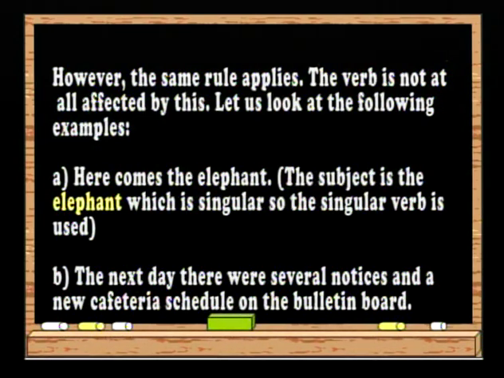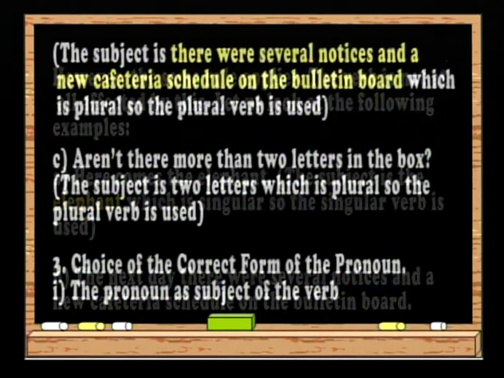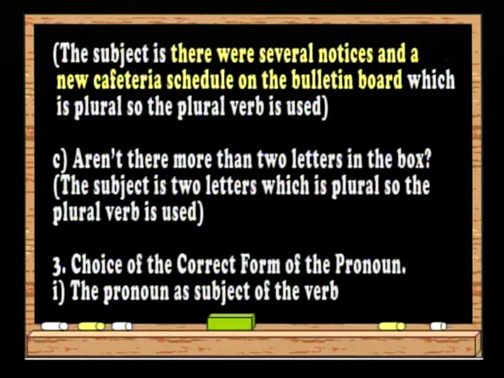Here comes the elephant. The subject is the elephant, which is singular, so the singular verb is used. The next day, there were several notices and a new cafeteria schedule on the bulletin board. The subject is several notices and a new cafeteria schedule, which is plural, so the plural verb is used. Aren't there more than 2 letters in the box? The subject is 2 letters, which is plural, so the plural verb is used.